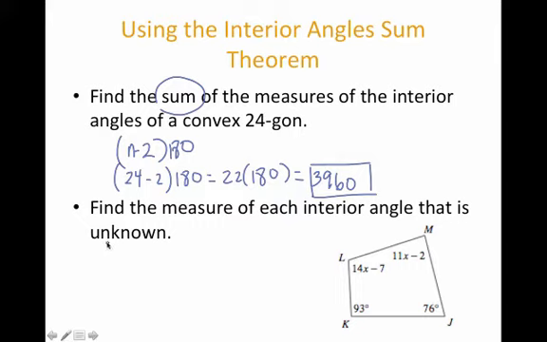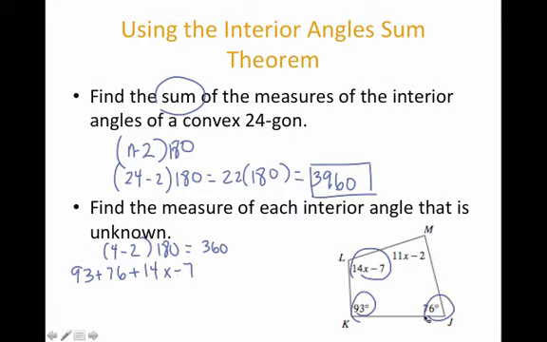Well, from previous slides, I know that 4 minus 2 times 180 is 2 times 180, which is 360. So all these angles have to add up to be 360. So I do 93 plus 76 plus 14x minus 7. So these are just all the angle measures inside the quadrilateral, plus 11x minus 2. That equals 360. And then I just combine like terms.